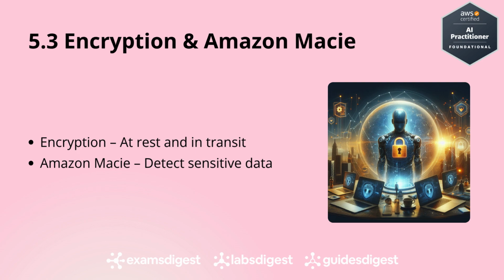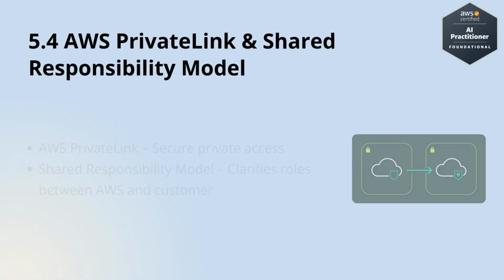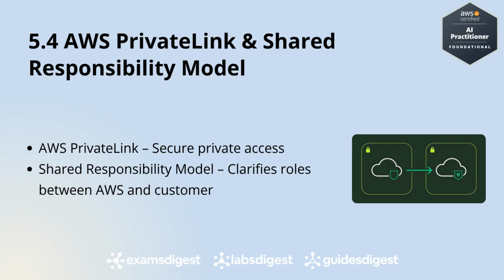For sensitive data discovery and protection, Amazon Macie helps automatically identify personally identifiable information, PII, in your datasets, enabling compliance and privacy. AWS PrivateLink adds another layer by allowing access to services without exposing data to the public internet, crucial for regulated industries. And don't forget the AWS Shared Responsibility Model, which outlines what AWS secures, like infrastructure, and what customers are responsible for, like data, applications, and access controls.